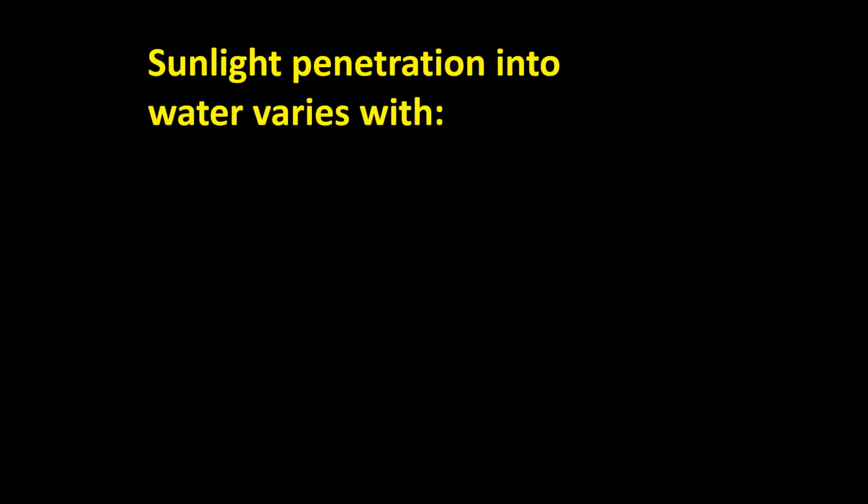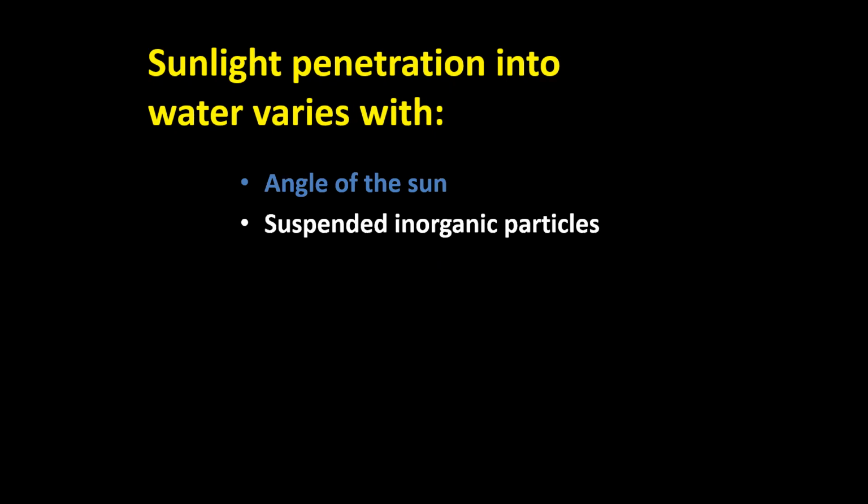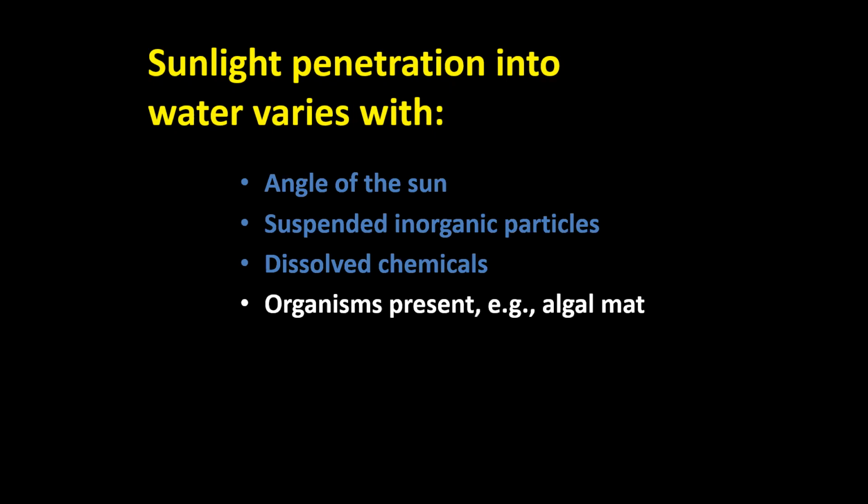Now, sunlight penetration into water varies with a number of different factors: the angle of the sun, which varies with the time of the day as well as the season, and suspended inorganic particles that reflect or absorb light, the same with dissolved chemicals, and then organisms present. So you can have an algal mat that prevents light from penetrating the water column any further, and then wave action, which varies the angles of the light.